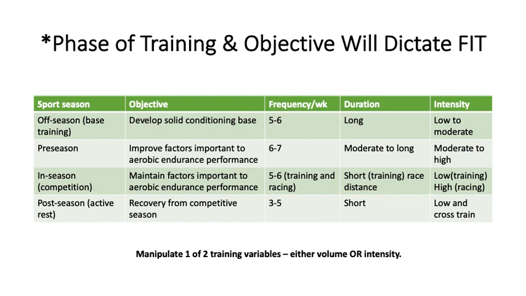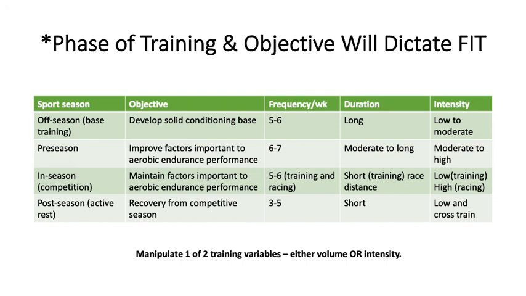Preseason, you want to improve factors important to aerobic endurance performance, 6 to 7 times per week. Duration is moderate to long. Intensity is moderate to high. In season, really you want to maintain factors important to aerobic endurance performance specific to the sport. 5 to 6 training sessions per week, and that will include racing. Short training, and it's race distance. And then the intensity is usually low for training, and it's high intensity for racing.